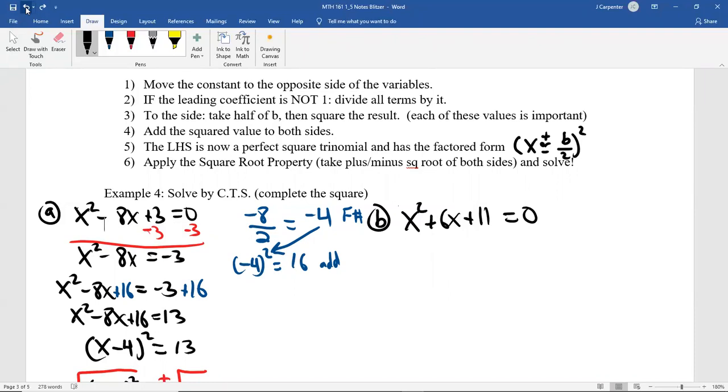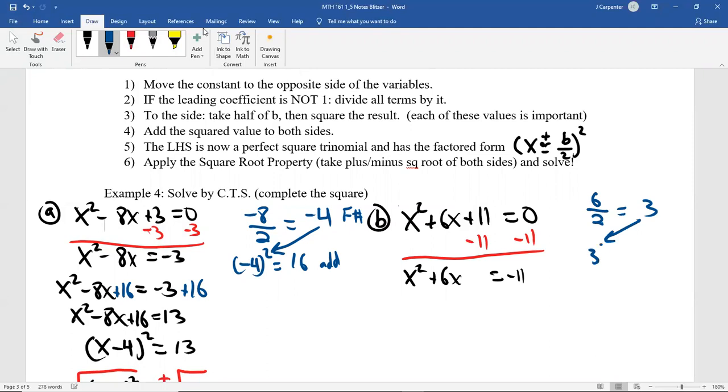Okay, so first we've got to move the 11. We've got to have just the variables on one side to make that magic happen. Then to the side, we take the current number in front of the x, which is a 6, we half it, which is 3, then we take that value and square it, which is 9. After you square it, that should always be a positive value. You should always be adding a positive value, even if the half number was negative, squaring it will make it positive. I guarantee it. So this is what we add to both sides.